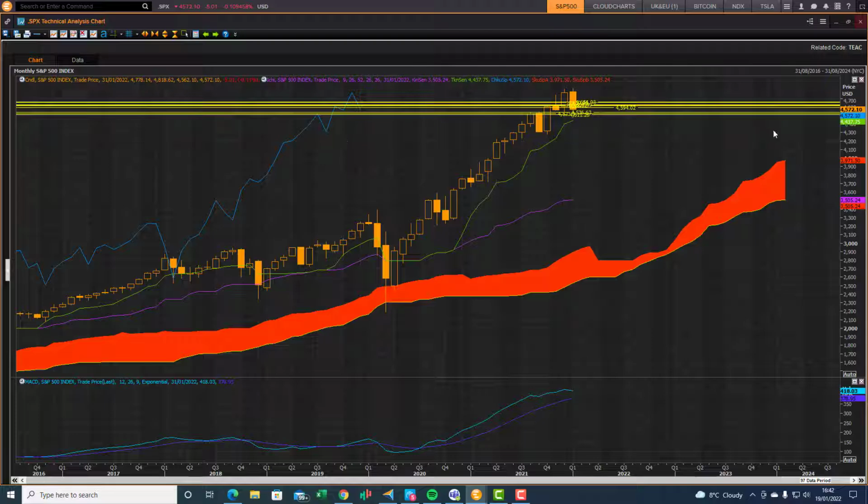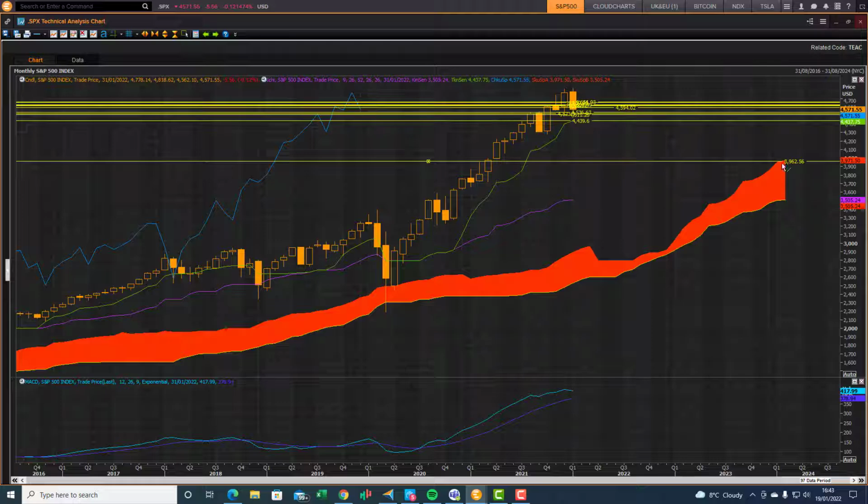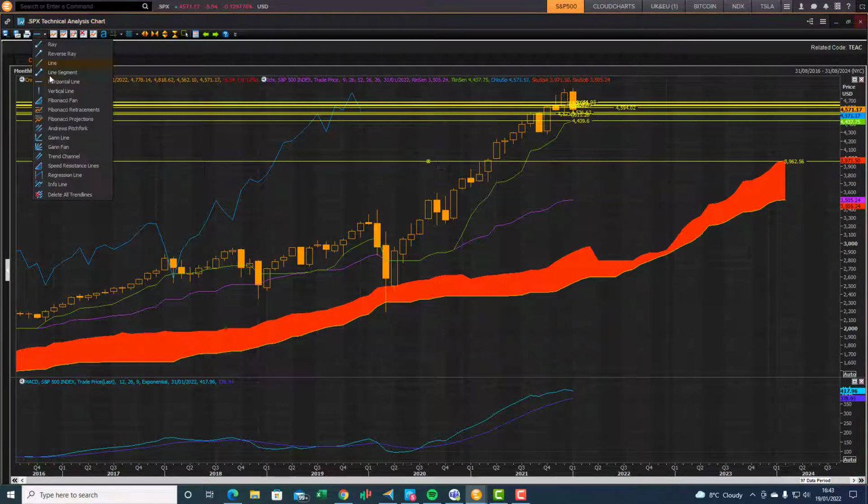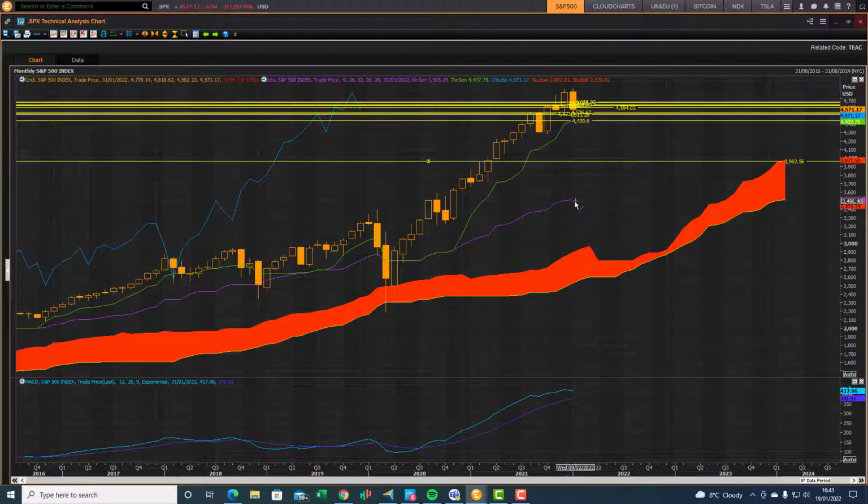There's downside risk to the front end of the cloud here if support fails at the turning line of the cloud there, and then the other levels to watch out for is the front end of the cloud here. So these are the downside risk targets in an overall stronger market correction, or a bear market, so to speak. But we are very extended from the top end of the cloud.